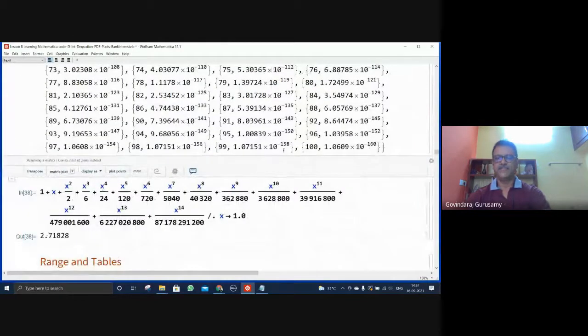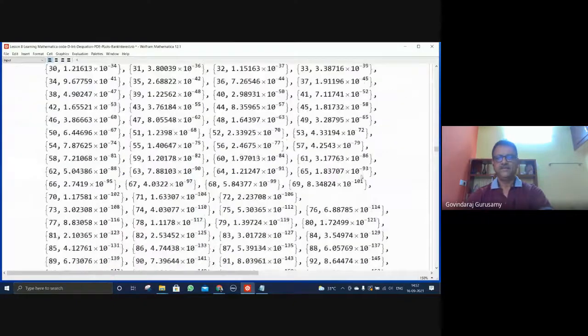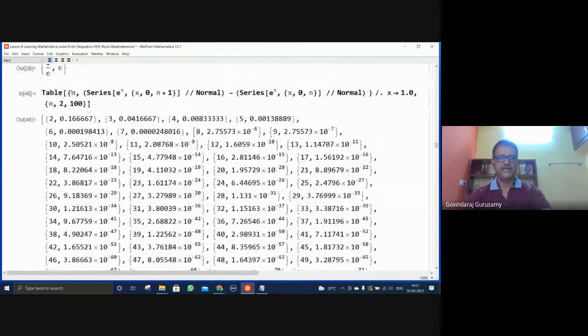150, 158, 160. Which means we are able to find out accurately to the power minus 60 by taking 100 terms. And that error can be calculated. So when you use the series expansion, make sure how important is the number of terms that should be considered for your expression. Take care of that and take that many terms and then analyze it.